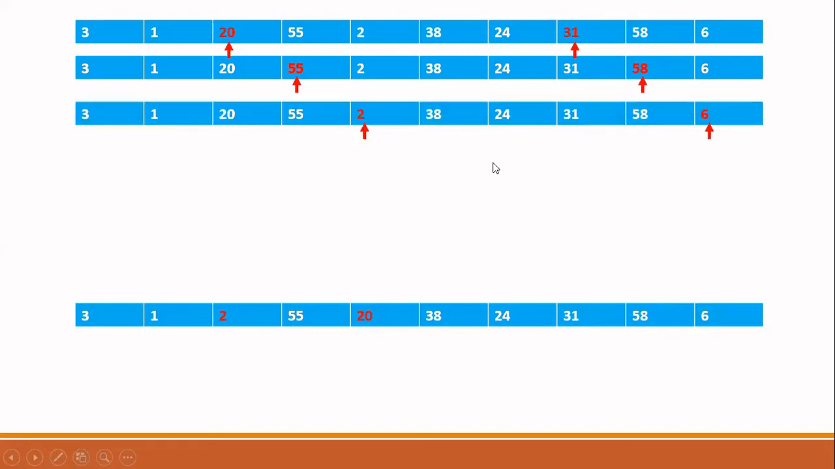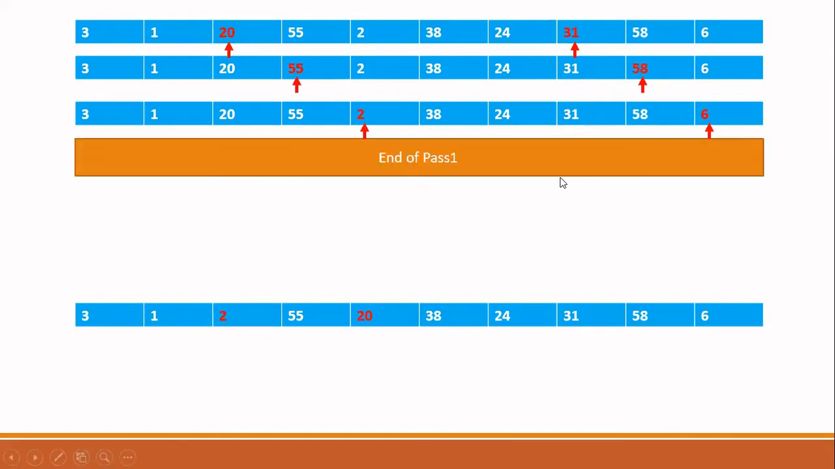Next, we will move from 58 to 6. The pointer is moved here. Similarly, from 55, we will move to this 2. Now we will compare 6 with 2. Here 6 is greater than 2. So there is no need for any swapping. Next, from 6 you have to move to the next position, but your array is over. There is no next position. Your array is finished. So now the first pass is over. Now we have the end of pass 1.